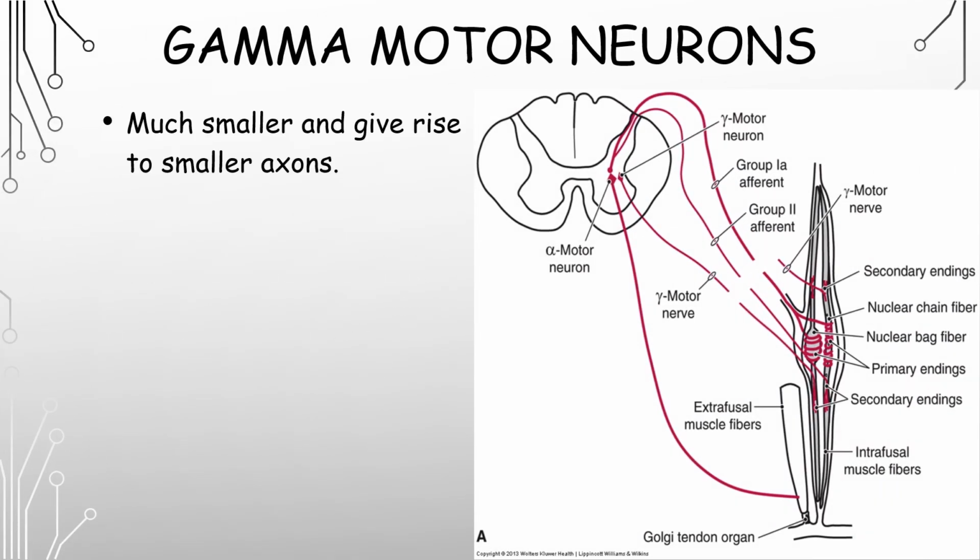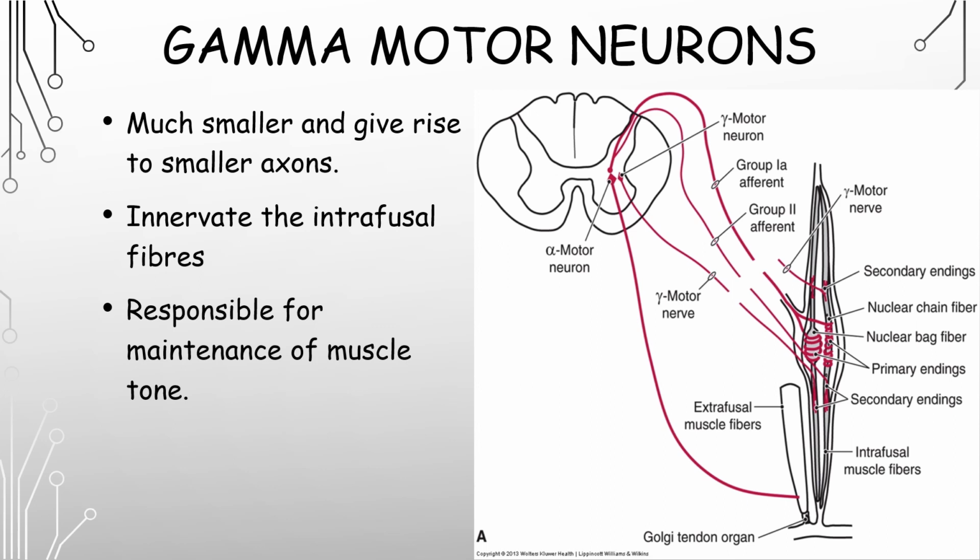Gamma motor neurons are much smaller than the alpha. They give rise to smaller axons. Here you can see the gamma motor neuron. It innervates the intrafusal fibers of the muscle spindle, whereas the alpha motor neuron innervates the extrafusal muscle fibers. It is responsible for the maintenance of muscle tone.